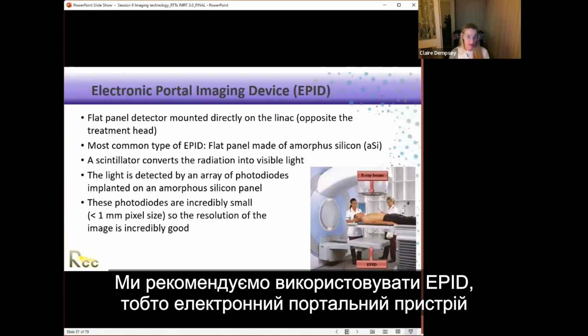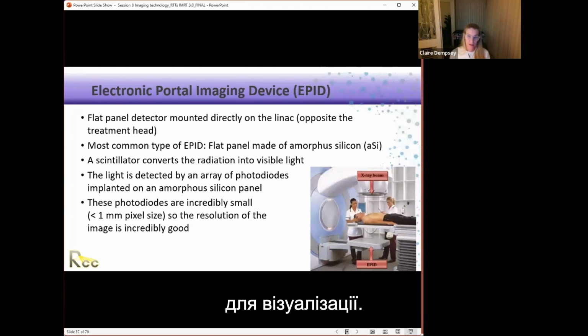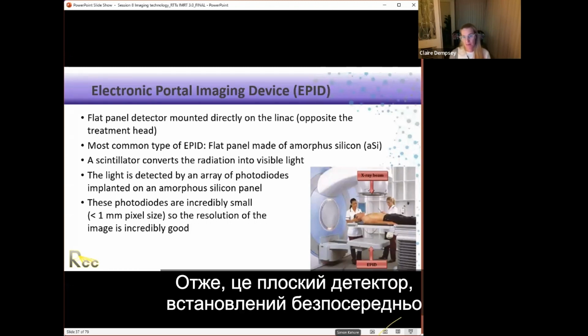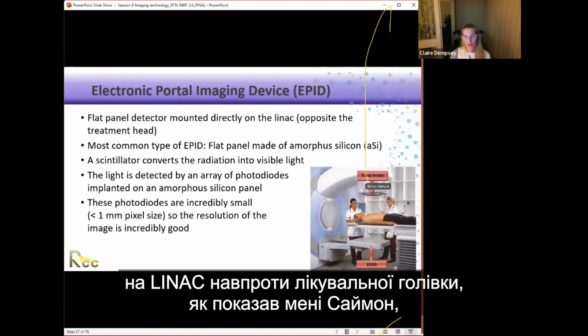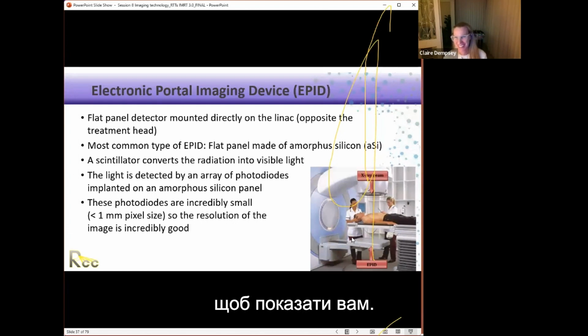What we would recommend is using an EPID, an electronic portal imaging device. So it's a flat panel detector mounted directly onto the LINAC, opposite the treatment head, as Simon is dropping me to show you.